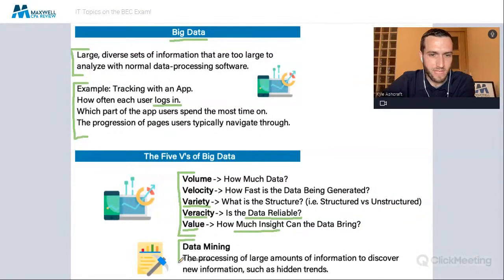And from there we have data mining, which is the processing of large amounts of information to discover new information such as hidden trends. So think of it as you kind of have this like pickaxe and you're mining at the data, trying to find trends, trying to find patterns and information that you can use to find new decisions to shape the direction of the company. So that's what we're considering here.